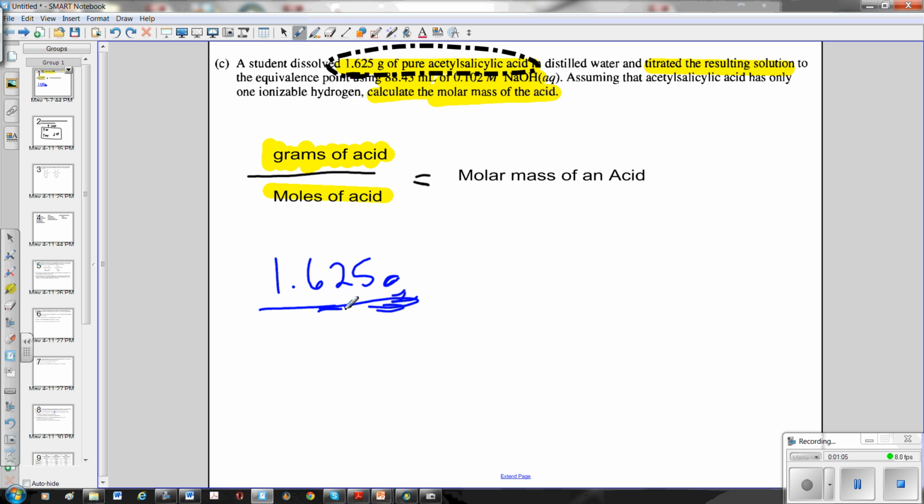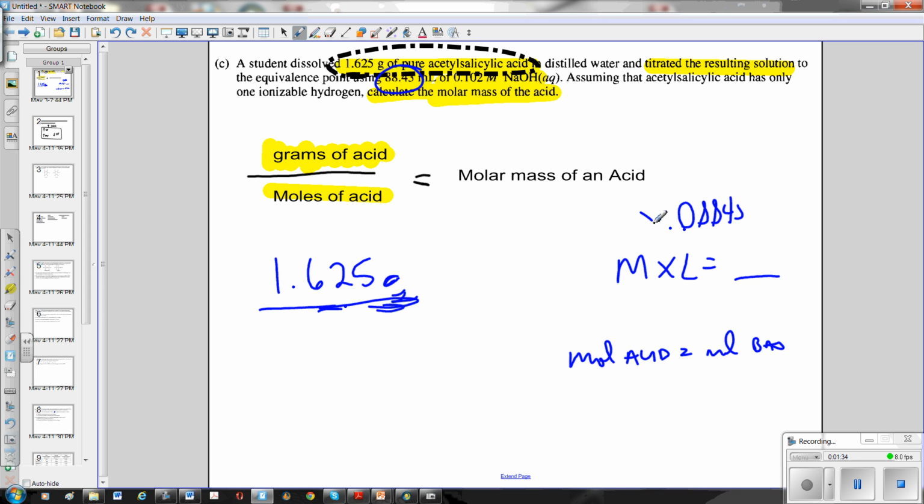And remember, whenever you do a titration, at the end of the titration, moles of the acid is equal to moles of the base. So they give me the molarity and the volume of the base. If I take molarity times liters, I get moles of the base, which at equivalence is also equal to moles of the acid. So I take the 88.43, change it to 0.08843 liters, times the 1.102. When I multiply those two numbers together, that gives me the moles of the base, but also the moles of the acid.